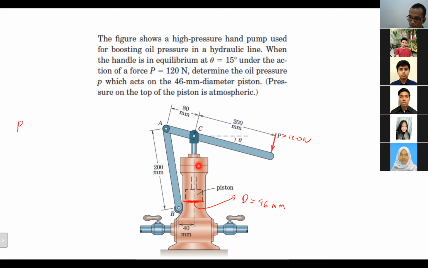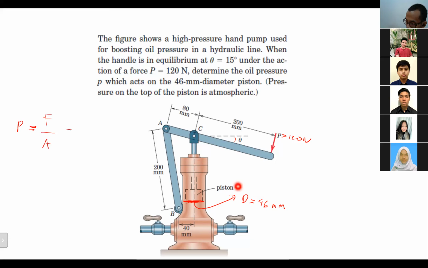The force going upwards at C, I think. Okay, yes, you are correct. So basically, the force which is happening at the piston, and the pressure there, the pressure is supposed to be the force divided by A, where A is the cross-sectional area.